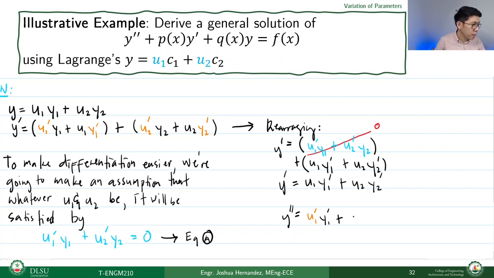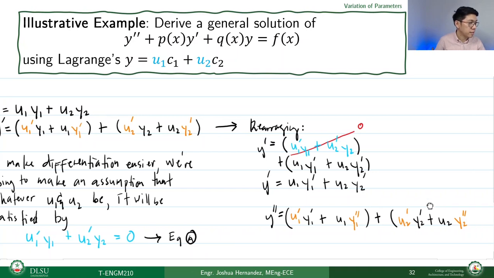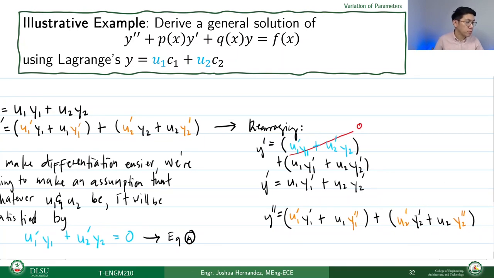U1 prime plus copy natin si U1, and then ang differentiate naman natin ay si y1 prime. So, the double prime na siya, no? What else? So, ito yung una, of course, plus, ito yung pangalawa, we have u sub 2 prime, then copy y sub 2, plus u sub 2, and then derivative ni y sub 2 prime is y sub 2 double prime. Actually prime din to. Okay, please stick with me. Medyo nakakalito lang sa una, pero kung masusundan nyo yung solution, we will arrive later at a wonderful solution.